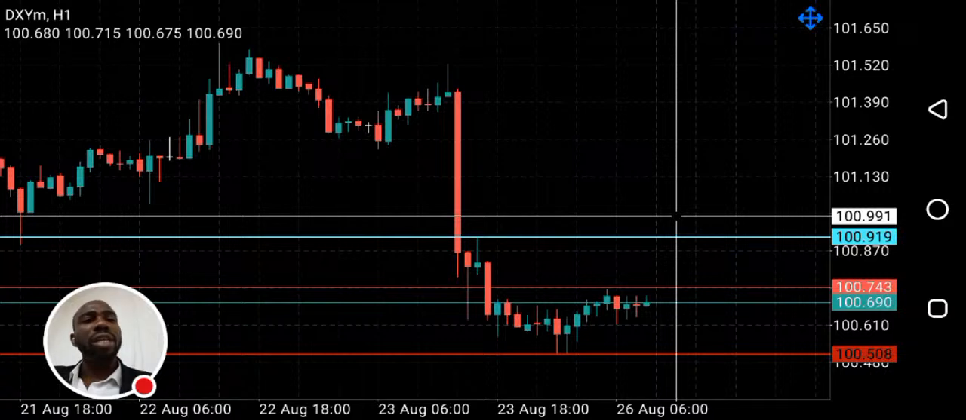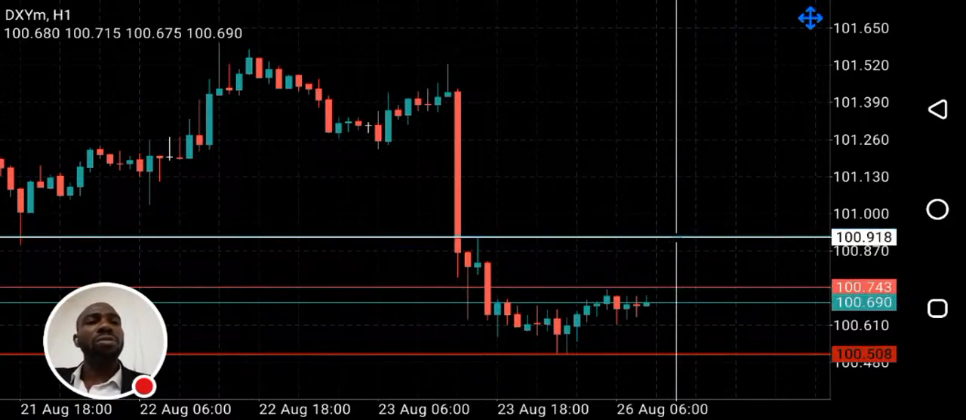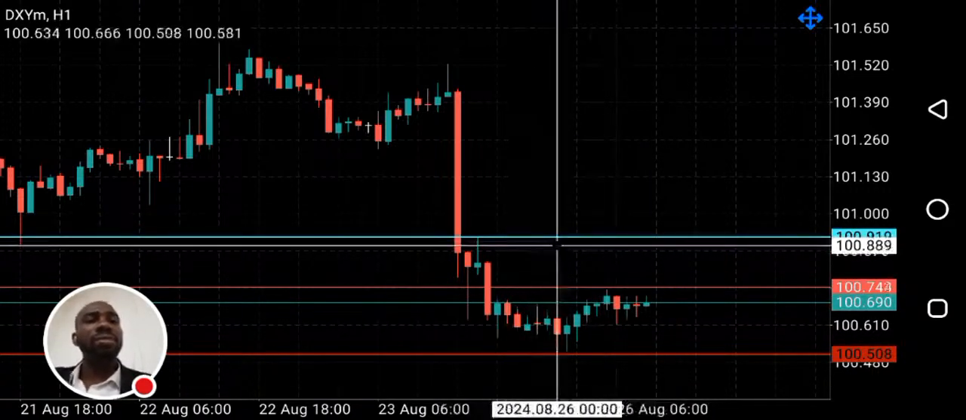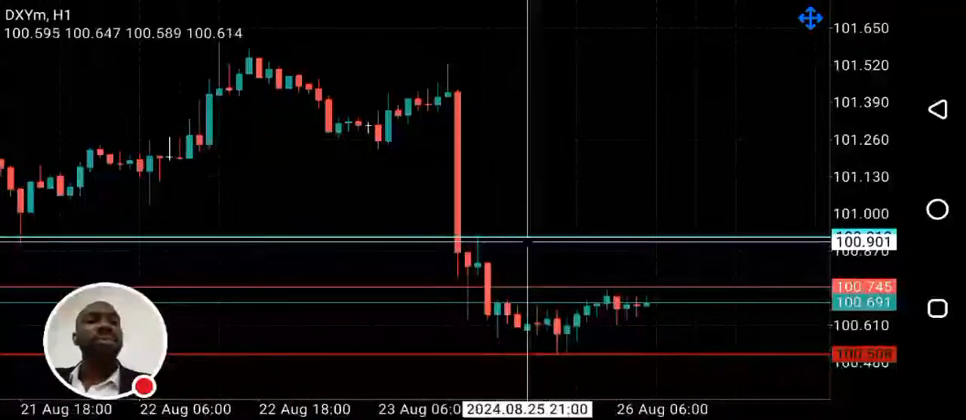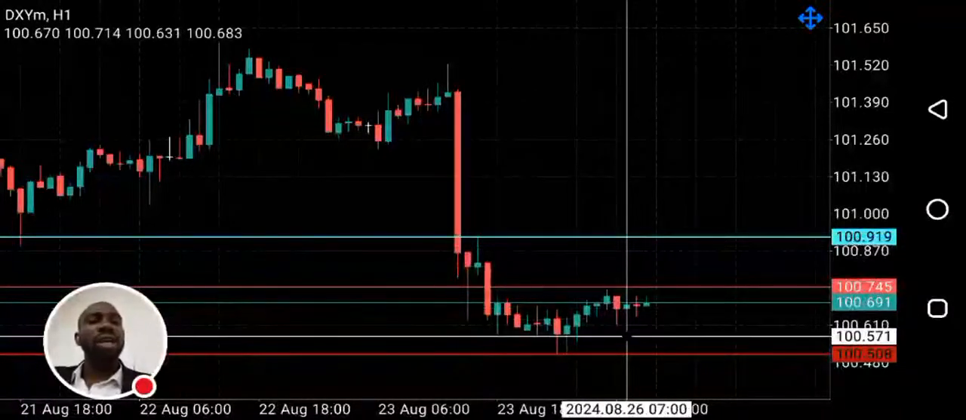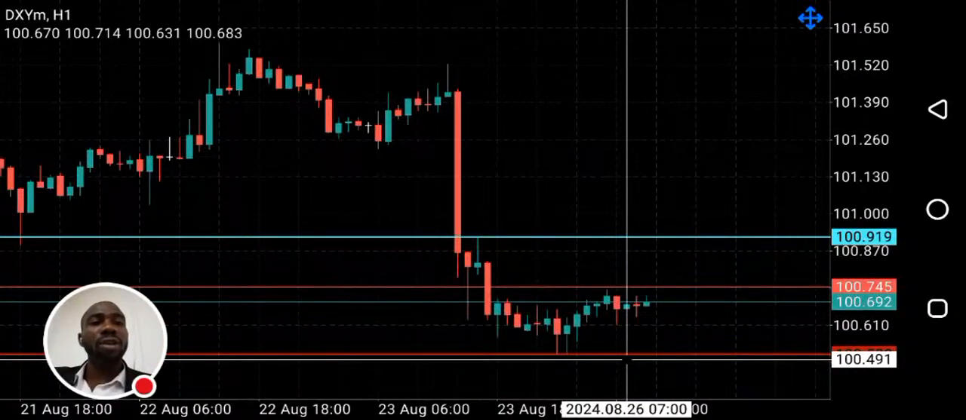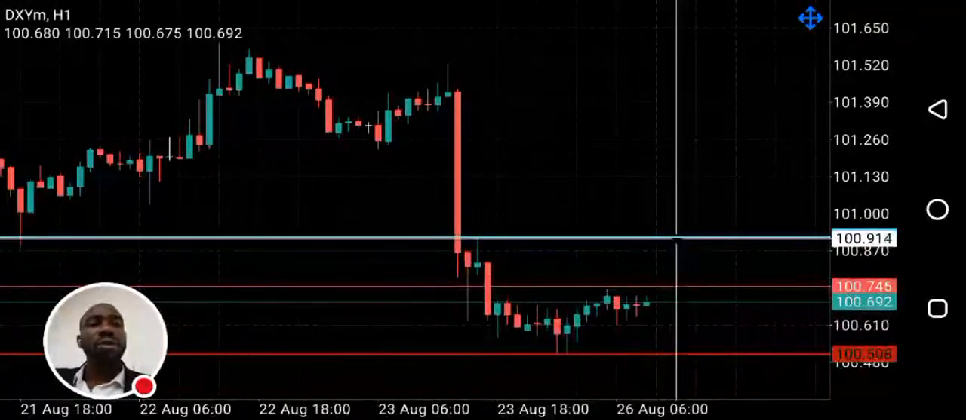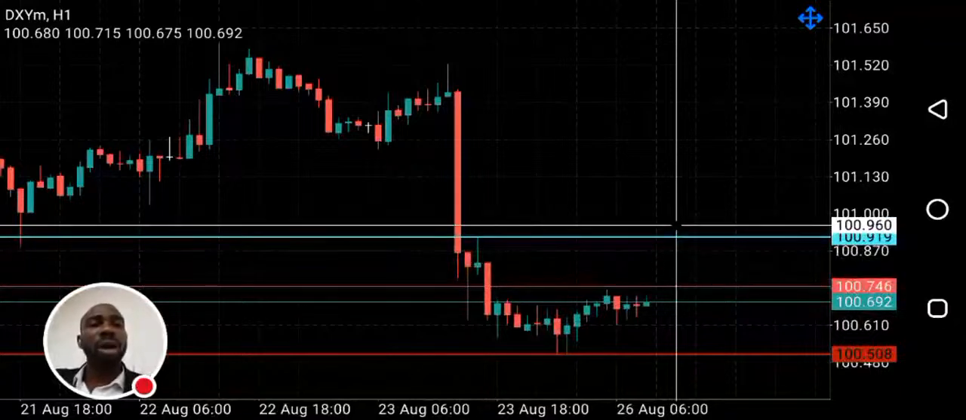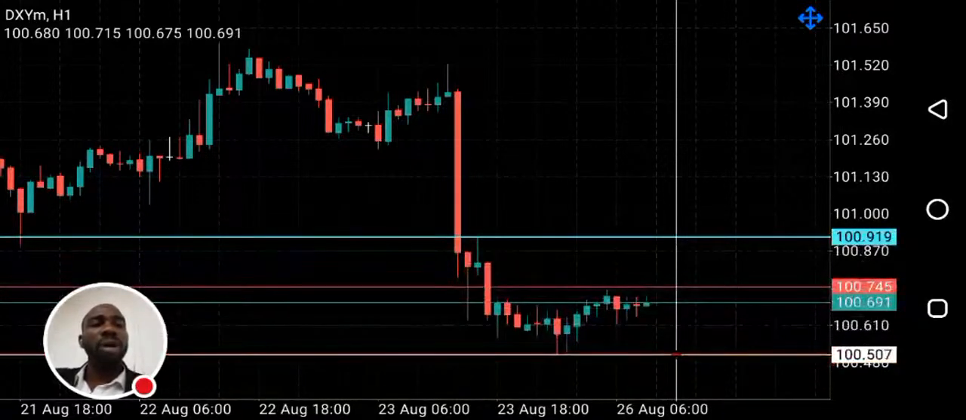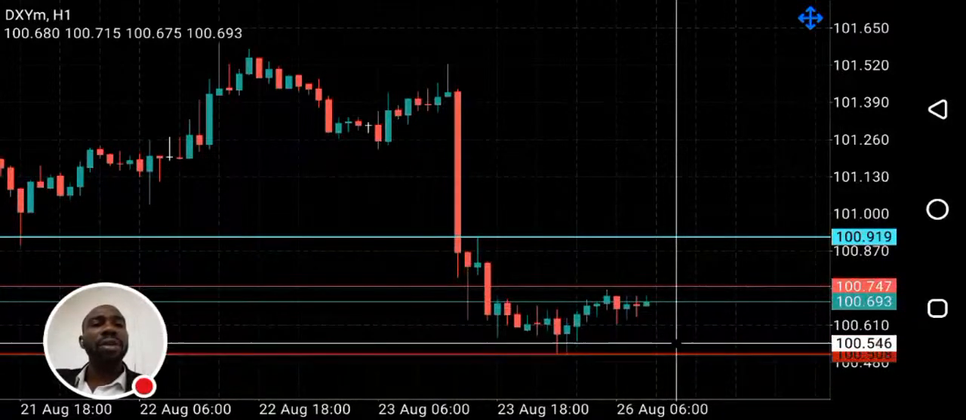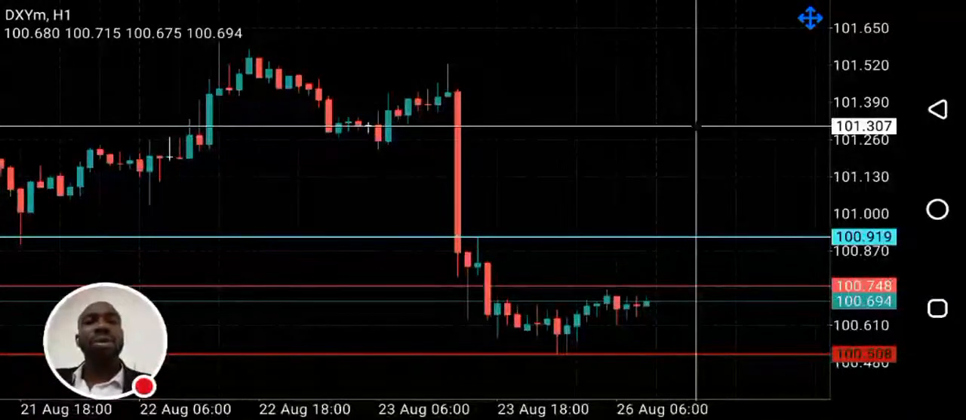Are you with me? It's either they clear liquidity before clearing this most recent lower high, so those are the two things that are likely going to play out on DXY. First, they might go for liquidity before shifting market structure, or they go for shifting market structure. Then we wait for price to pull back to a discount area before we go bullish on DXY.